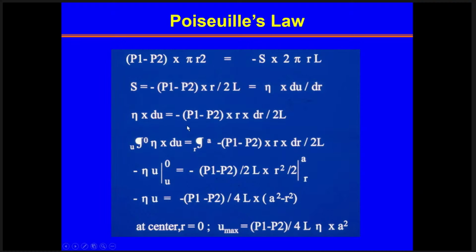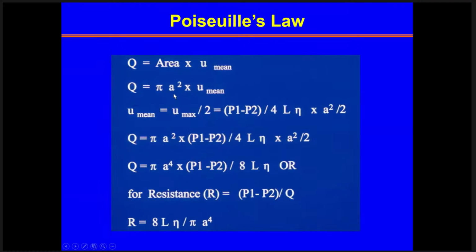We end up rearranging here, and then we do an integration over the limits, with the velocity being maximum at the center and 0 at the edge, and the radius being the narrowest radius of R and the maximum at the edge of A. And at the center, you are left with a velocity maximum that is directly related to the pressure gradient, inversely related to the length of that tube, and directly related to the square of the radius.